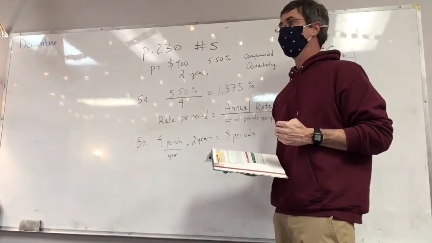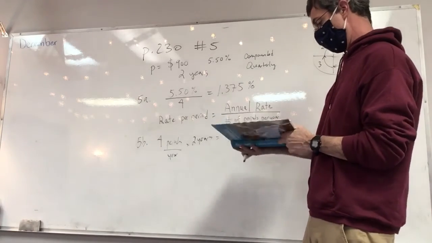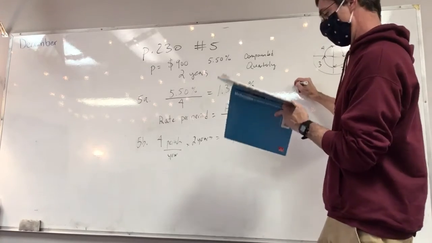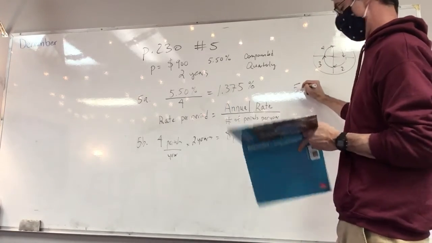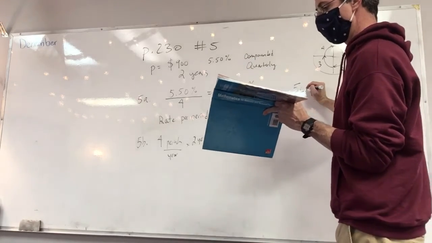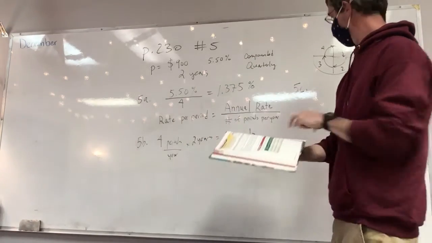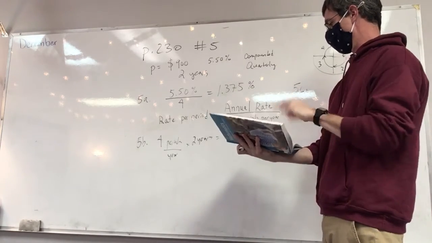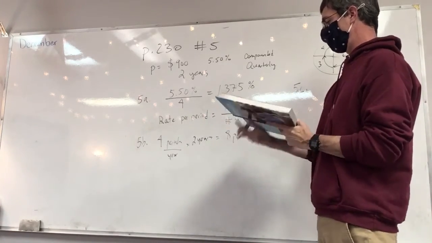Okay, can I say what you do next? Yeah, please. So you take your rate, your 1.375%, and you use that on the table, and you go down to 8 where you see 8, and you find that number, and you take that number and you multiply it with your principal. There you go.